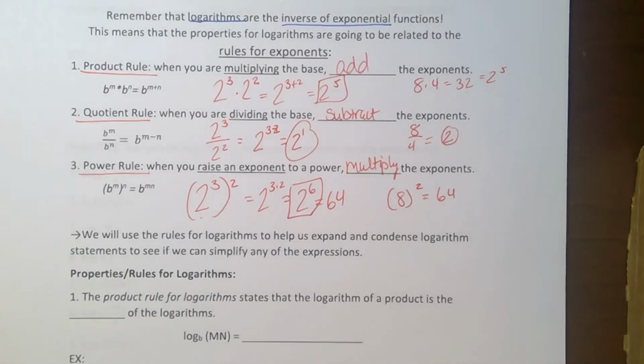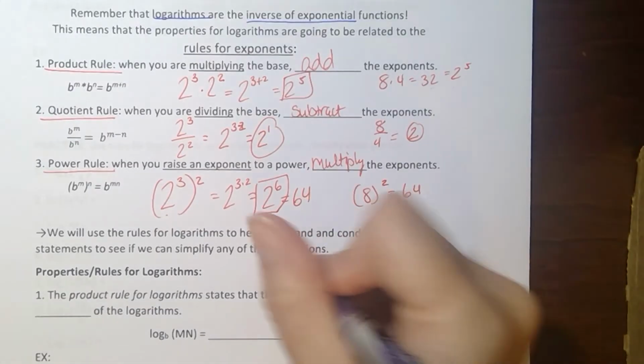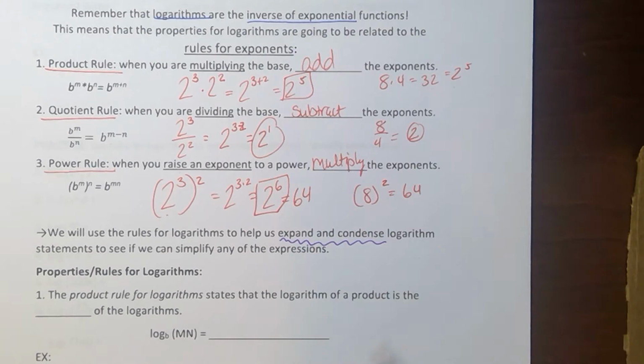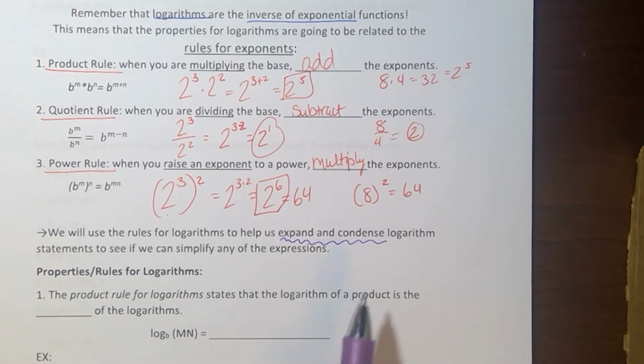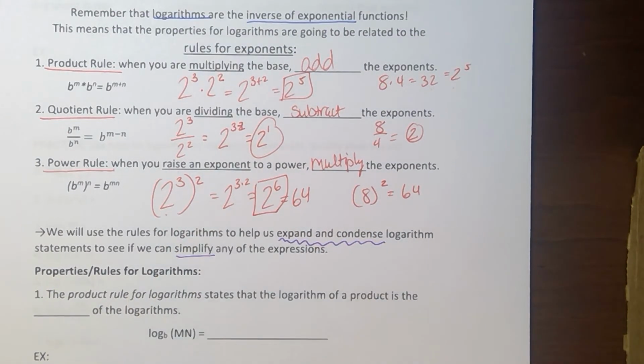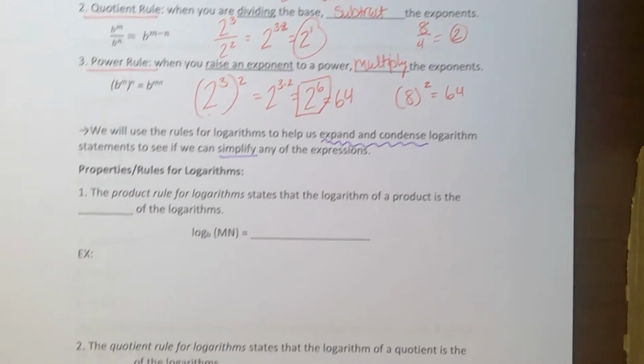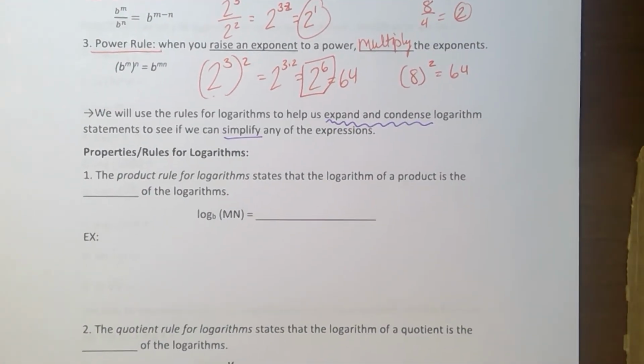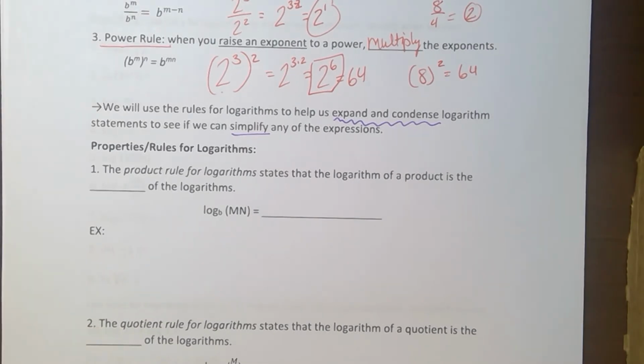We're going to use those rules for logarithms to help us expand and condense our logarithm statements. Now, sometimes when we expand and condense, we're able to simplify some of the expressions. Sometimes not. Sometimes it's just a mathematical exercise, but sometimes it allows us to help simplify. Our properties or rules for logarithms have the same three for logarithms that we had for exponents.